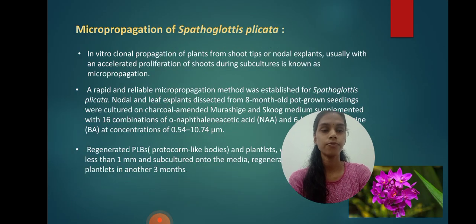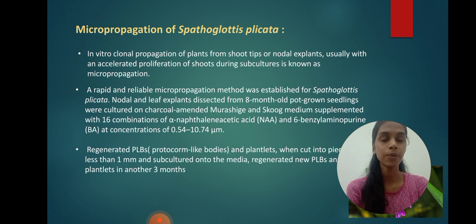And this is for the micropropagation of Spathoglottis plicata. In vitro clonal propagation of plants from shoot tips or nodal explants, usually with an accelerated proliferation of shoots during subculture, is known as micropropagation.